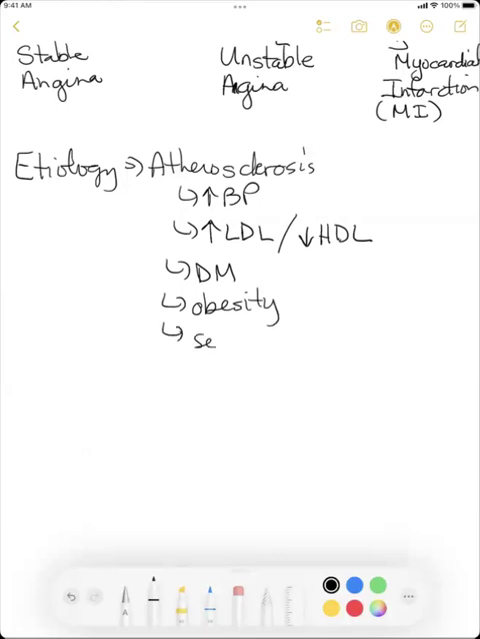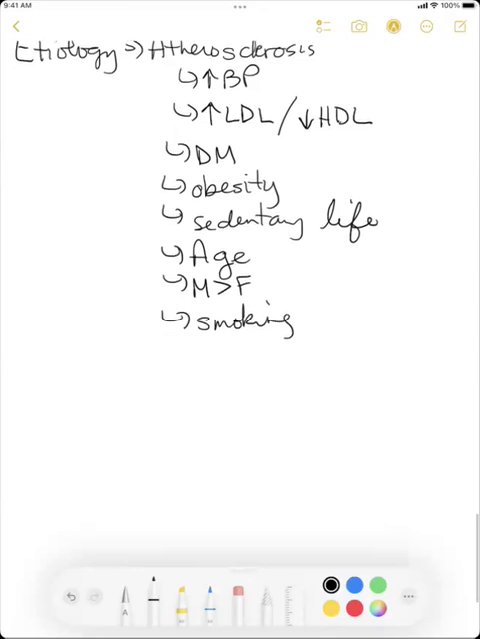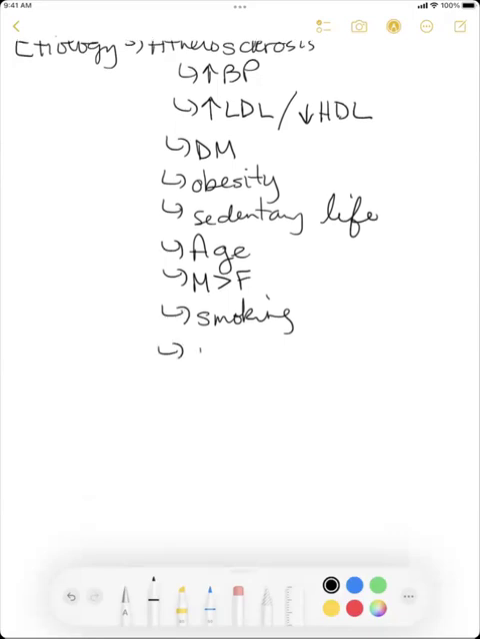These are risk factors: obesity, sedentary lifestyle, age. Men are more likely to get it than women. You guessed it, smoking. And then there are these processes that happen in the body that tend to accelerate atherosclerosis more than if none of these risk factors are present. And they're any kind of inflammation within the body, inflammatory processes. I'll explain what I mean by that.